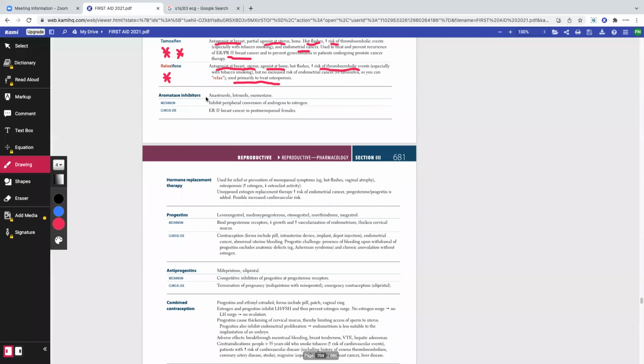Let's move down to aromatase inhibitors. Is everyone ready? Yes or no? Is everyone ready for aromatase inhibitors? Aromatase inhibitors, is everyone ready? Yes, okay. So now let's talk about aromatase inhibitors.